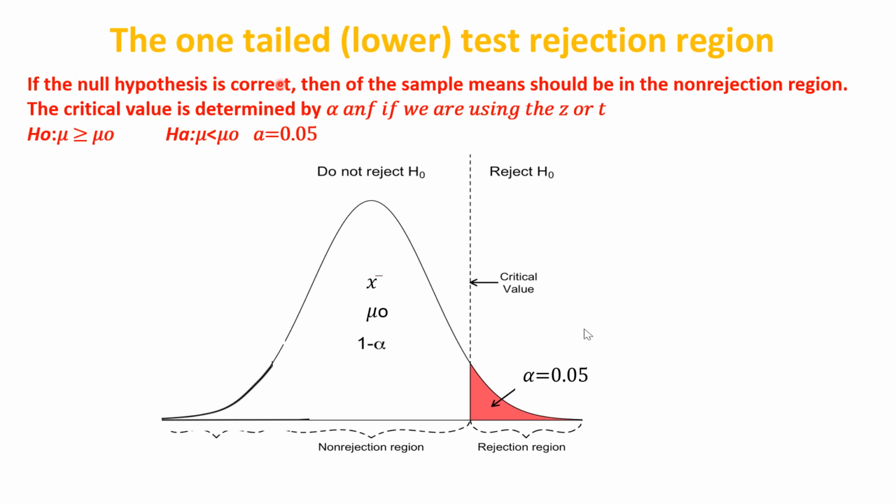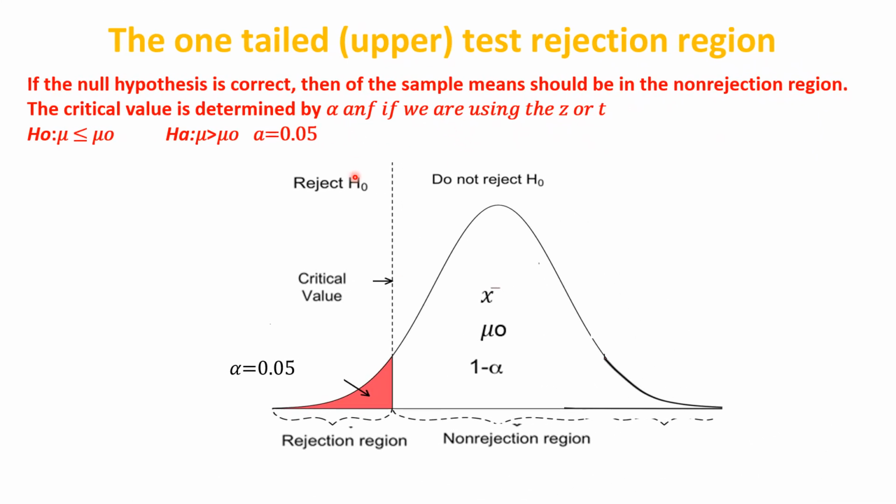This is the one-tailed lower test rejection region. Here the null hypothesis is lying in this non-rejection region, so we have to assume that. We have to calculate Z or T depending upon the sample and you have to see. If it is lying here, then the null hypothesis is accepted. If it is lying outside, in this region, then the alternative hypothesis is accepted.